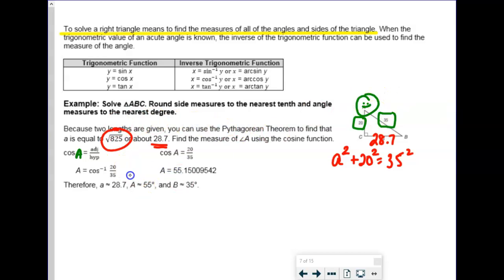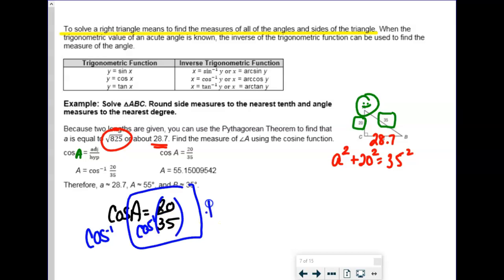And they didn't show this, but they set up the cosine of A equals 20 over 35. And then we talked about this yesterday. A is trapped inside of a cosine function. So how do you undo functions? You apply their inverses. So the inverse to a cosine function is called inverse cosine function. When you apply it to the left side, they just cancel each other. And when you apply it to the right side, this is the thing you're supposed to type in your calculator.